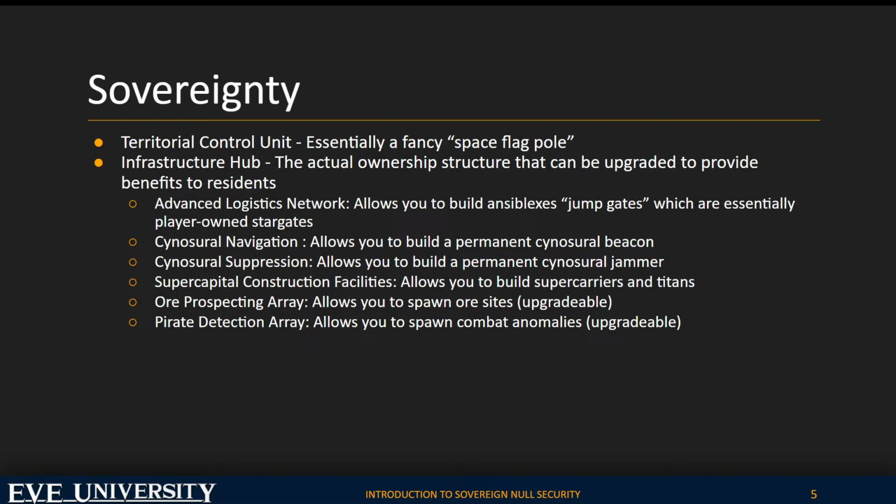Sovnull solves that by having an upgrade to the infrastructure hub, which you know is cool. It's super handy. You'll never run out of combat anomalies. Maybe you'll run out of the ones that you want to run, the specific ones that you want to run, but you'll never run out of combat anomalies.